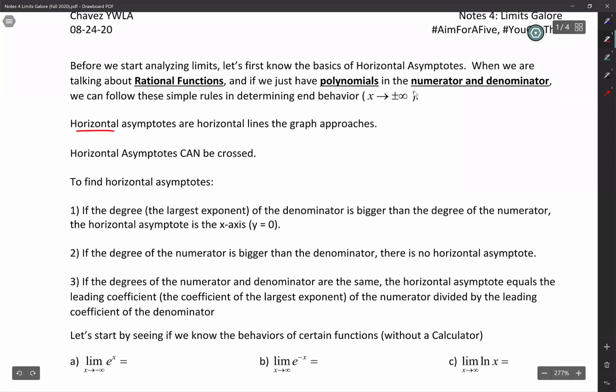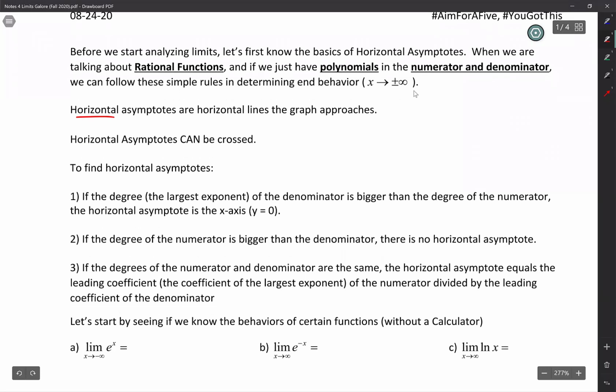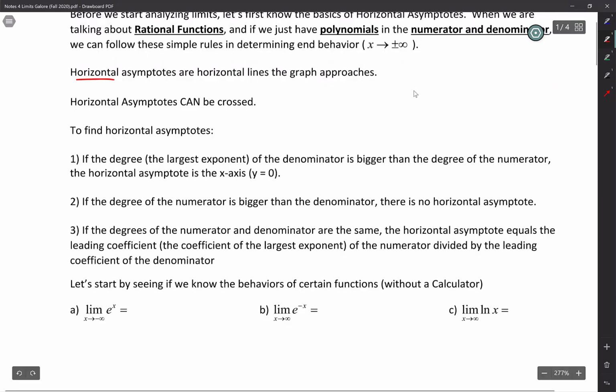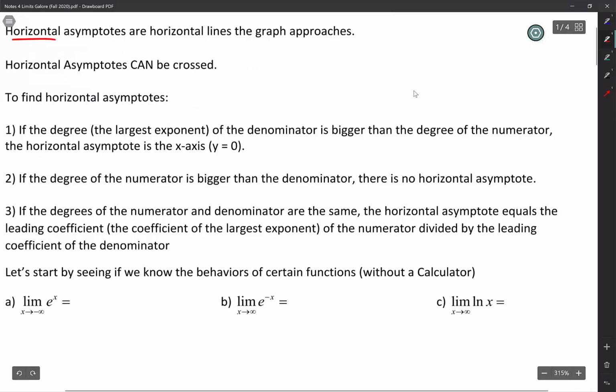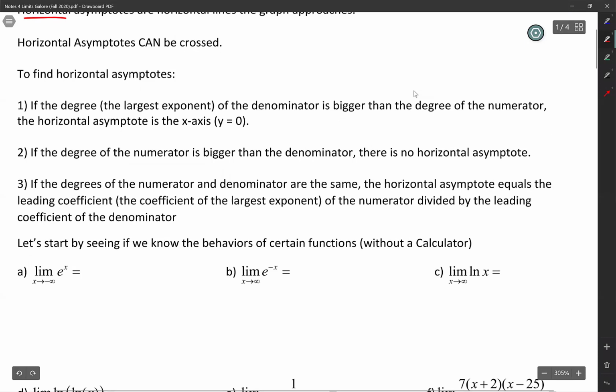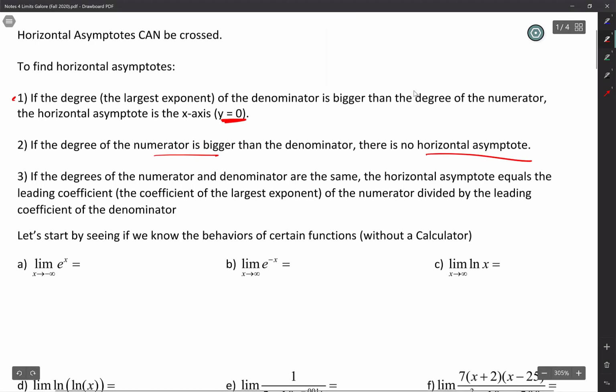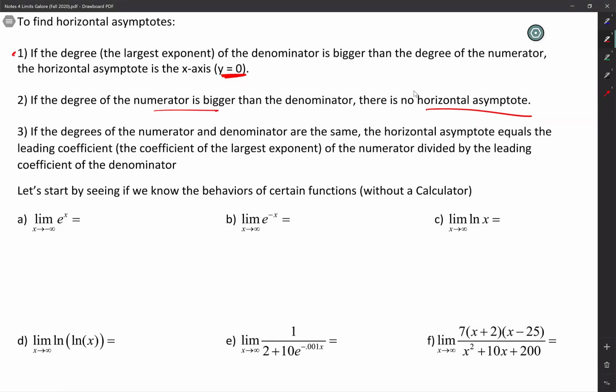I talked about horizontal asymptotes, that, you know, if x approaches infinity, that limit is whatever the horizontal asymptote is. And I put some rules about horizontal asymptotes. It's the same rules that we mentioned last time. If the degree, the largest exponent, of the denominator is bigger, then you have y equals 0 as a horizontal asymptote. If the degree of the numerator is bigger, then there's no horizontal asymptote. And if the degrees are the same, then it's just the coefficient of the largest exponent divided by the coefficient of the largest exponent of the denominator.